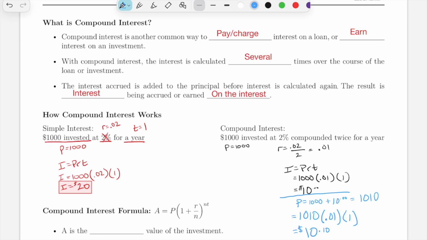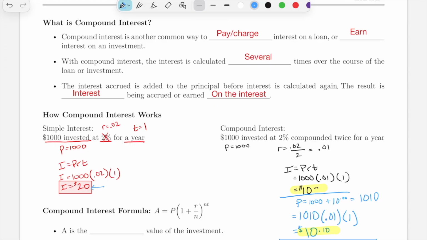In fact, our total interest that we've earned over the course of this year is equal to these 2 amounts added together. The $10 they gave us at half a year, and the $10.10 that they gave us at the end of the year. That's a total of $20.10 worth of interest. So because it got compounded, we ended up with more money than if it was simple interest.